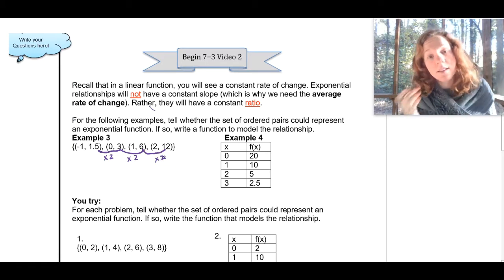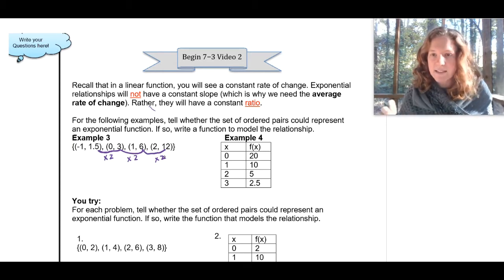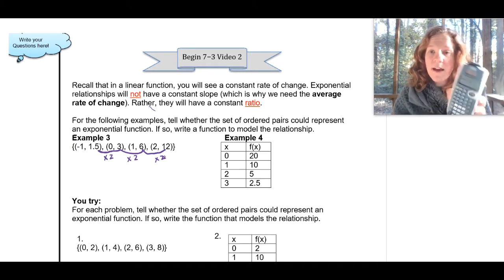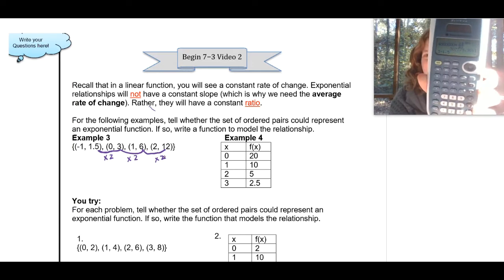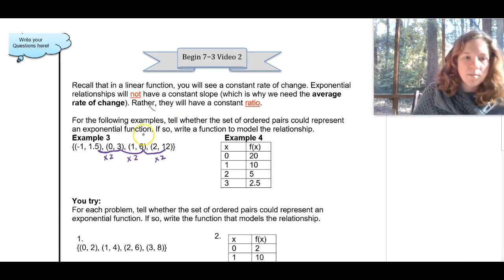If you can't tell, because sometimes you will have weird ones that are more difficult to tell, then just like in the geometric sequences, you can take that second term and say 3 divided by 1.5. And when I hit enter, it tells me 2. So that tells me what that common ratio is, or what that multiplier was.